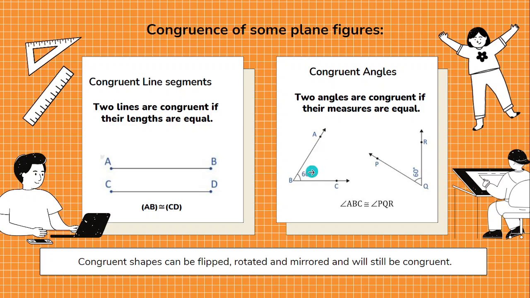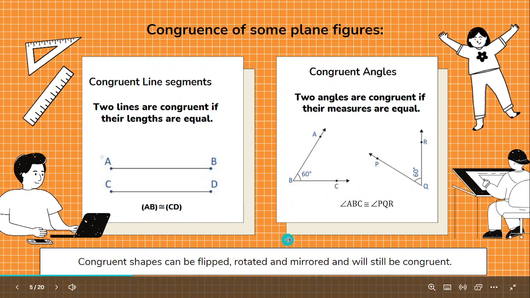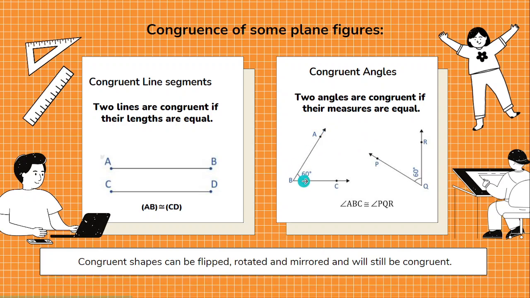Now you may ask, ma'am, here the angle is horizontal and here the angle is vertical or downwards. So how can these two be congruent? Now see, if we talk about congruent shapes, they can be flipped, rotated or mirrored, and will still be congruent, right? It's not necessary that the next figure should be in the same position. The position can be changed, right? But the measure of both the angles should be the same.